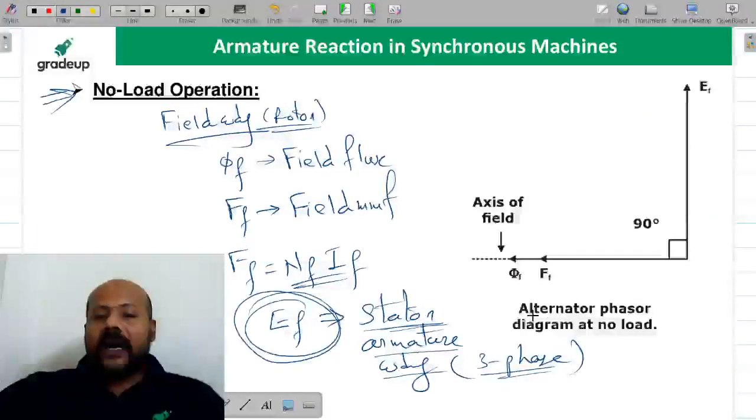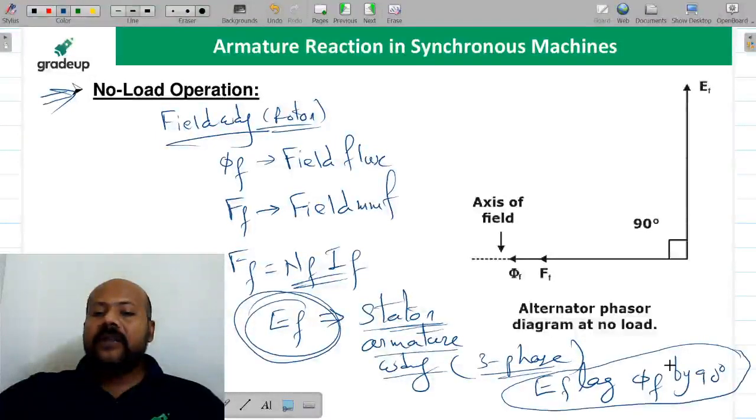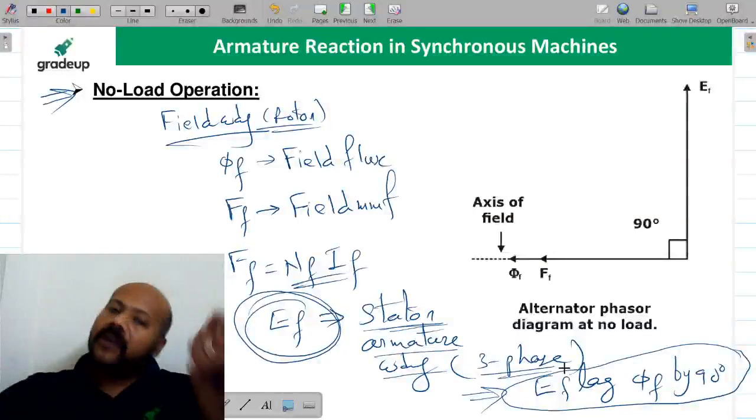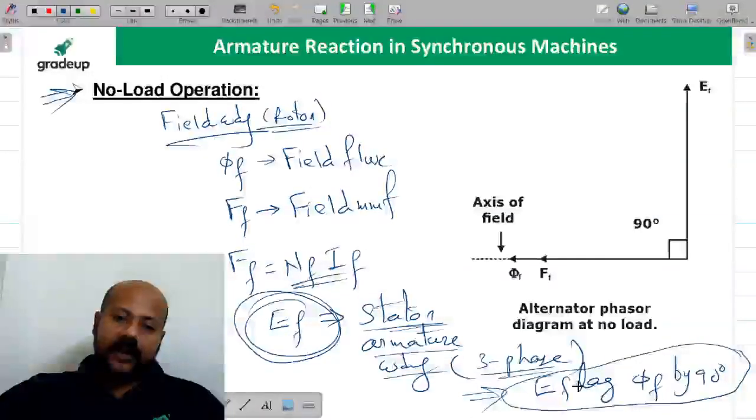Now, I have told you that this Ef is going to lag the flux phi f by 90 degrees. And the derivation for this concept we have already understood yesterday. If you have any doubt, then I can discuss it again. I hope it is clear to all of you. And if you want to do it on your own, then you can do it.